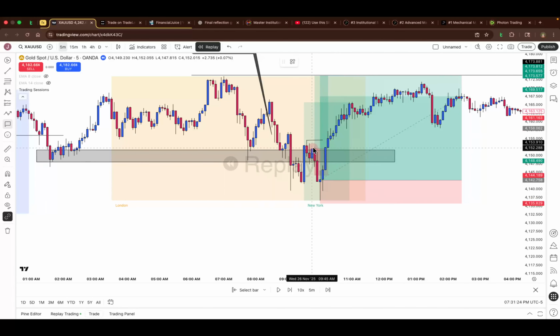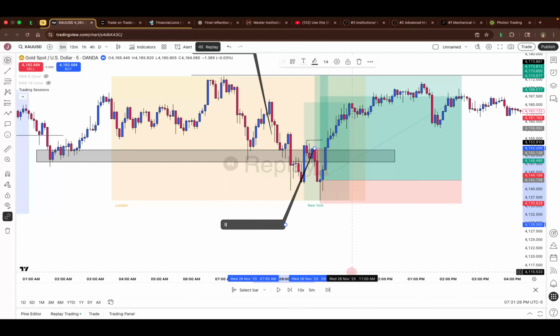So right here, part of New York, saw a strong bullish candlestick. So yeah, liquidity has been swept.